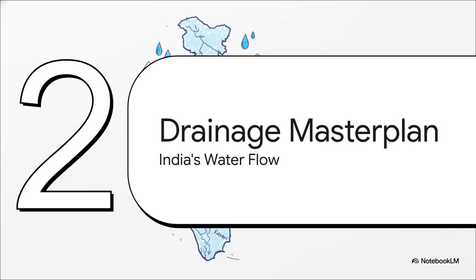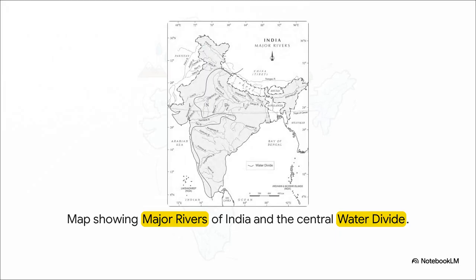Section 2. India's drainage master plan. There is an absolutely crucial central water divide running right down the Indian subcontinent. It's formed by the Delhi Ridge up north, continues through the Aravallis, and runs all the way down along the Sahyadris or Western Ghats. This single, continuous crest is the grand separator for the country's entire water flow.